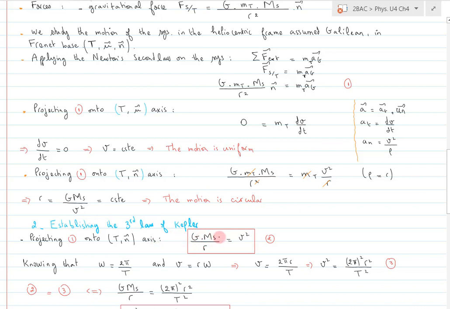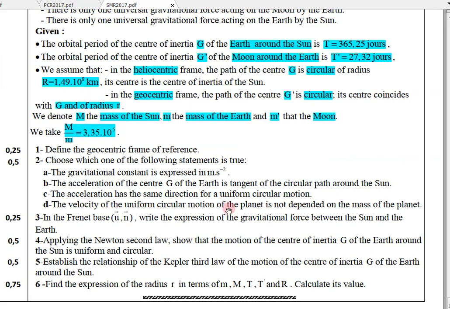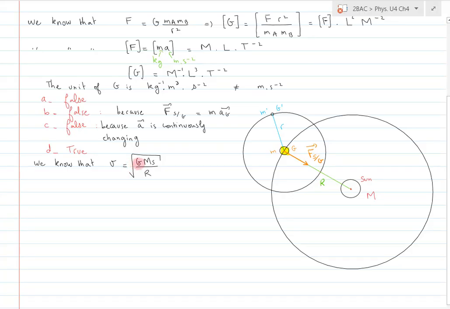So this is in the case of the Earth orbiting the Sun. So this is the mass of the Sun. So V is equal to the square root of this. Similarly, here we have a planet that also orbits the Sun. So V is the velocity of the planet, G is the gravitational constant, and Ms is the mass of the Sun. So let's add this here: mass of the Sun. So this means that the velocity does not depend on the mass of the planets. So it's true.